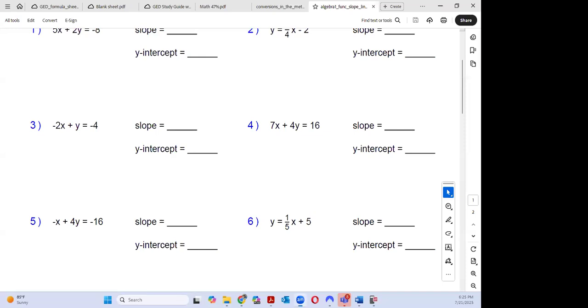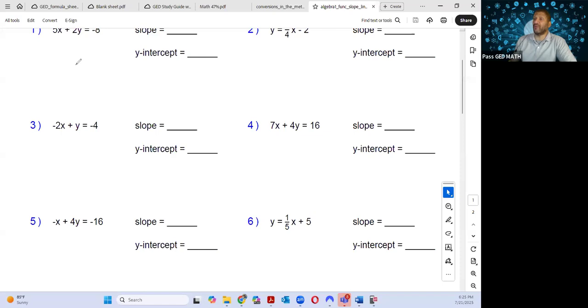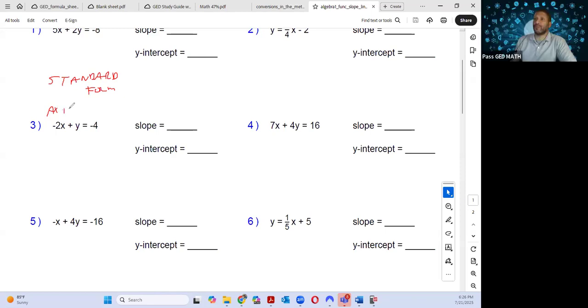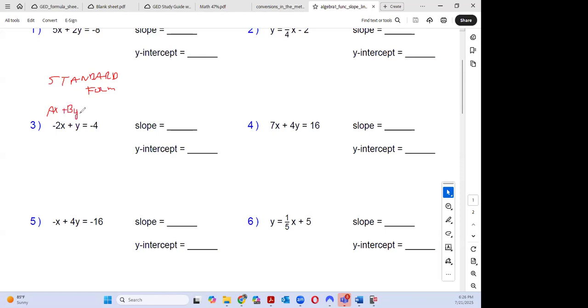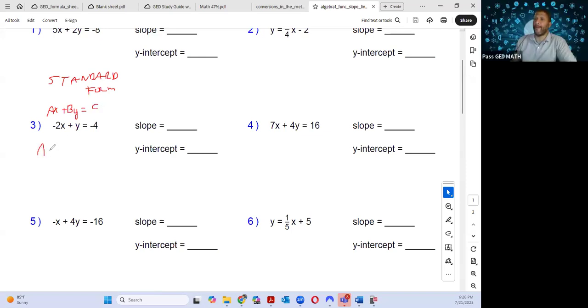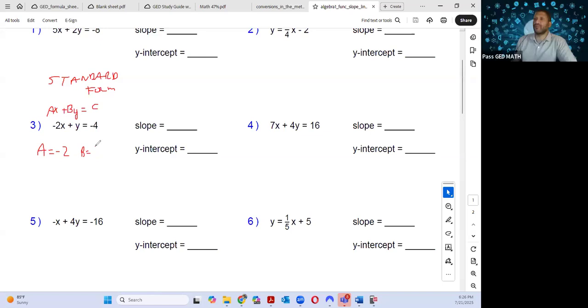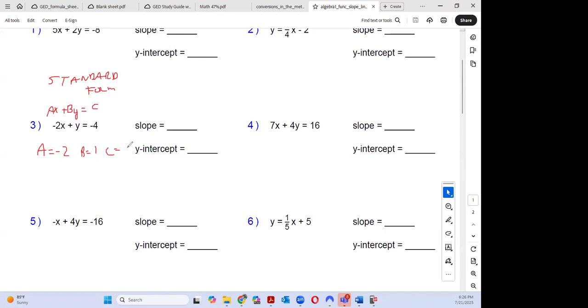I'll try it, Mr. Tinsey. Okay, is this standard form or slope-intercept form? That's standard form. What is standard form? AX plus BY equals C. My A is -2. My B is Y. No, your B is what's in front of the y. Oh, I'm sorry. C is -4.